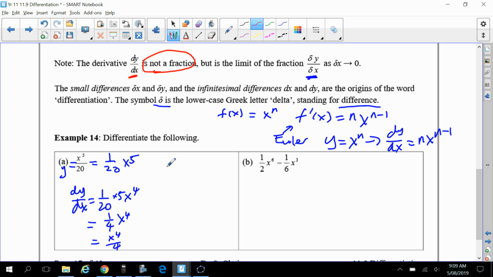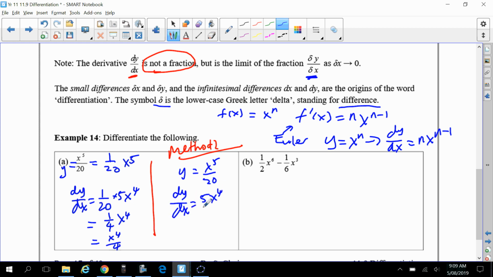Now, I could do it in a different method, method 2, provided it is a constant, only constant. You don't have to separate the 20, just do it straight away. Watch this. 5x power 4, just ignore the 20 at the bottom. It works. I recommend you do it that way, but if you find it uncomfortable, do it the other way. Okay? All right, let's do more.